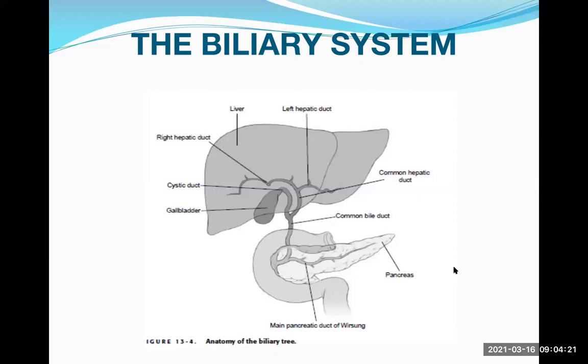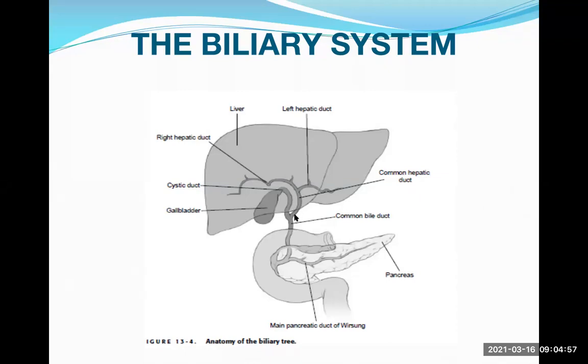Let's start with a bit of anatomy here. The biliary system comprises the bile duct. This bile duct starts right from the very small canaliculi, called biliary canaliculi. These biliary canaliculi combine with each other and form a bit bigger duct. Inside the liver, we call them the right hepatic duct and the left hepatic duct. These two hepatic ducts fuse together to form the common hepatic duct.